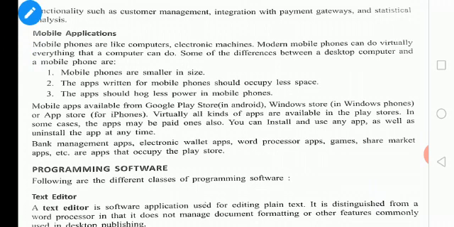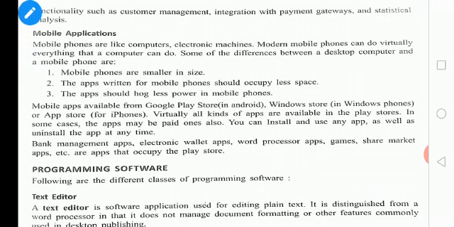Okay, so far we have learned the specific purpose application software. In the previous class we completed the general purpose application software. Here specific purpose application software we have completed. Now programming software. Okay, so there are different classes of programming software out there. In that, first one, text editor. Okay, what is meant by text editor?